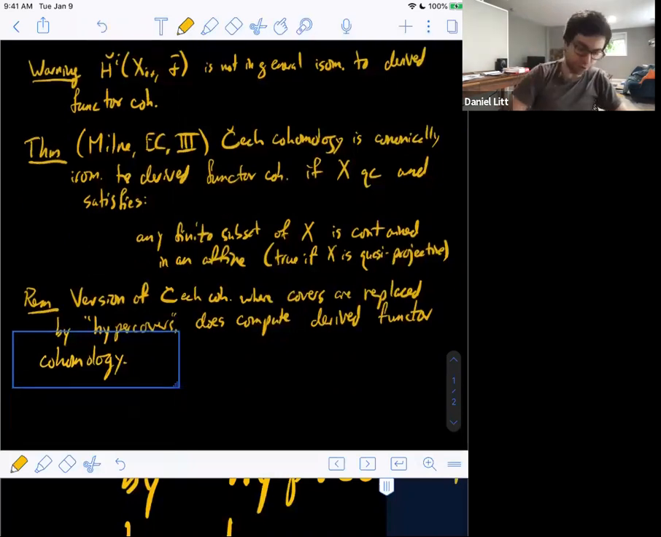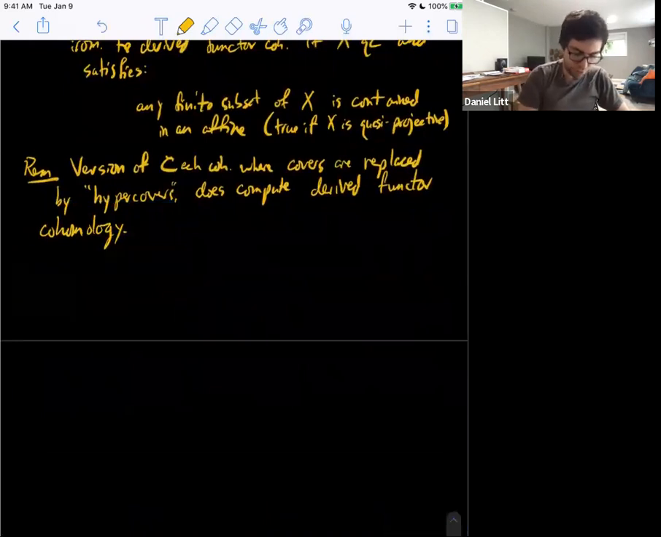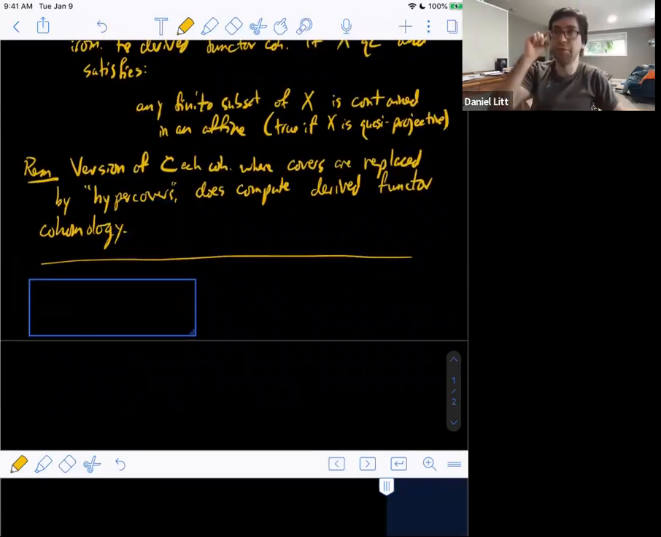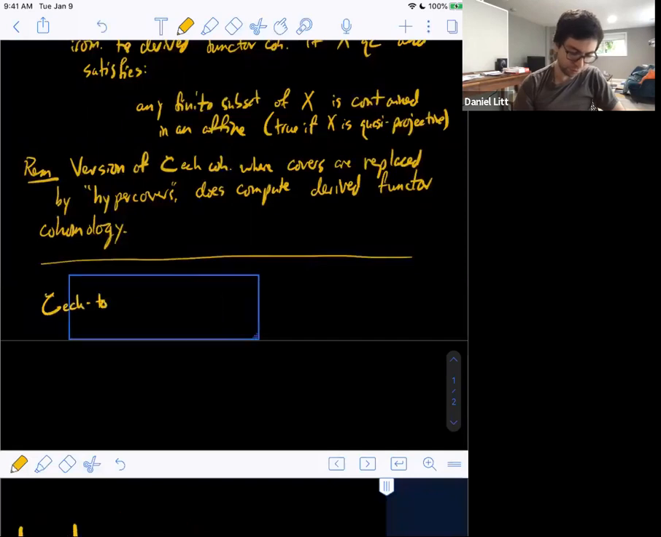Okay, so now let's start with new stuff. I want to introduce an important technical tool, which is a kind of generalization of the Mayer-Vietoris long exact sequence, and we'll get some kind of Mayer-Vietoris long exact sequence from it. Which is a special sequence called the Čech-to-derived spectral sequence.